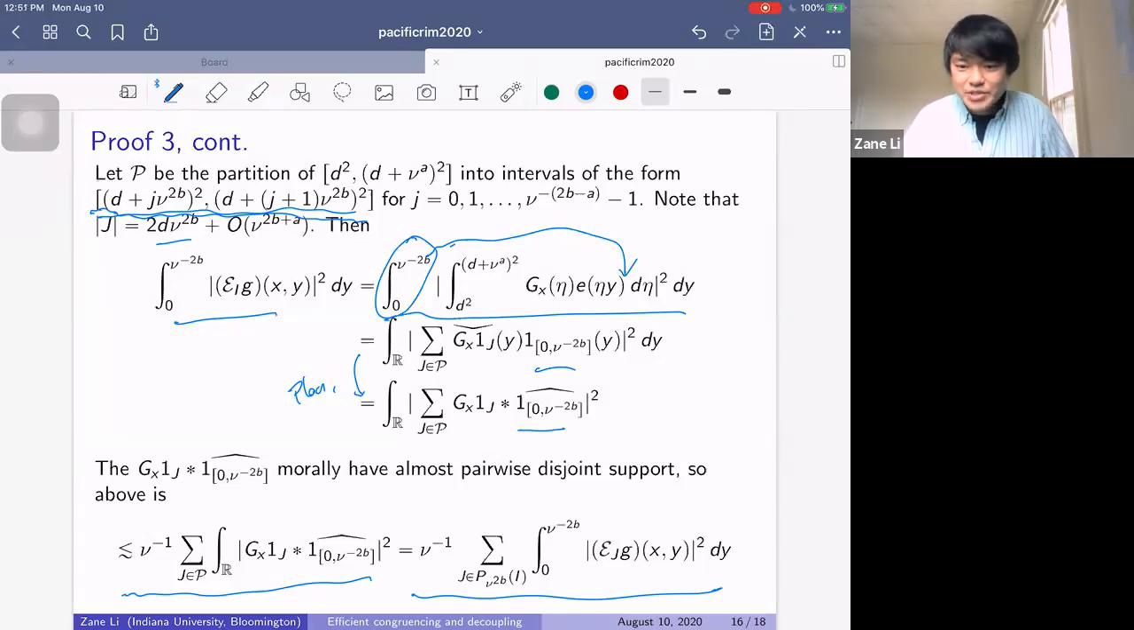I'm a bit out of time, so for the moment curve case, you do something slightly more complicated, but that's for, I guess, another talk. Yeah. Okay.